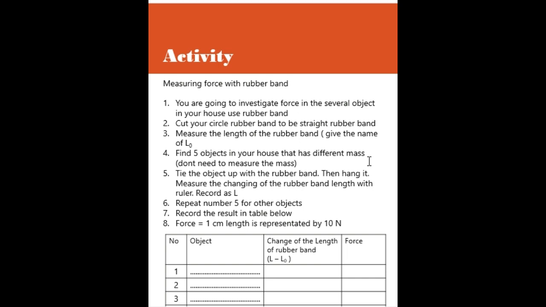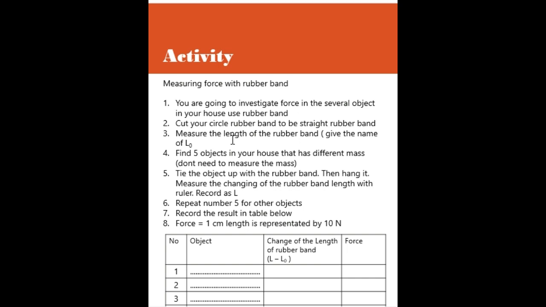First, you are going to investigate force on several objects in your house. Use a rubber band, so you have to find a rubber band. After you find it, cut your thicker rubber band to make a straight rubber band, and then measure the length of the rubber band. After you measure it, name it L0. That one is the initial length.